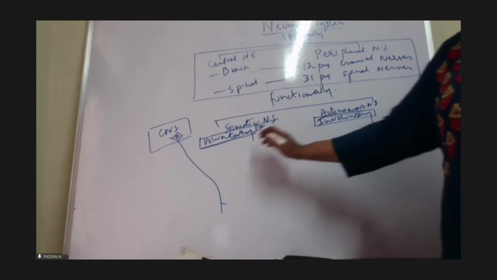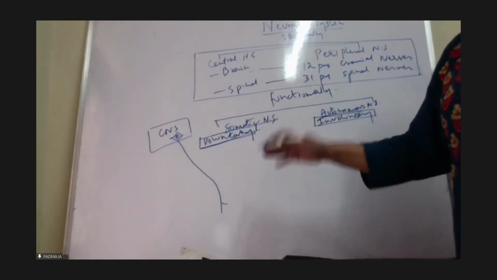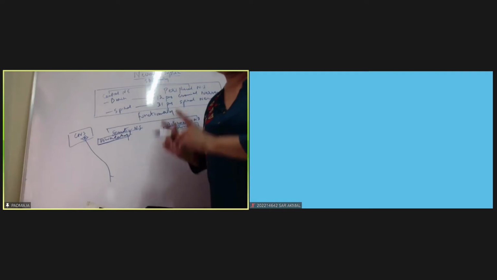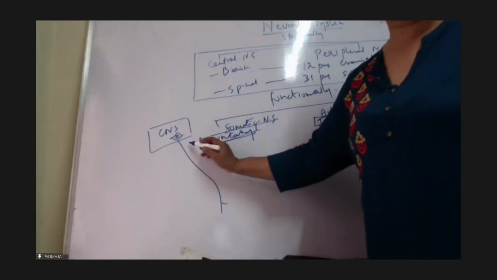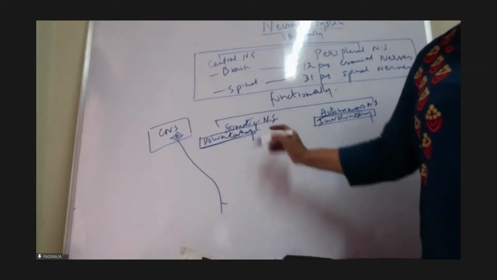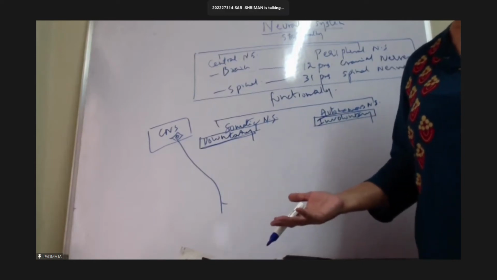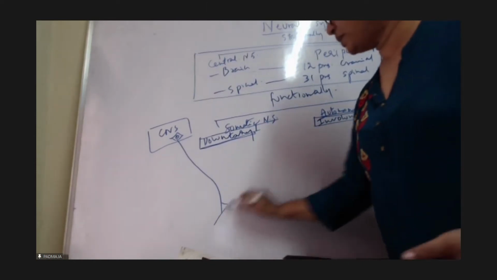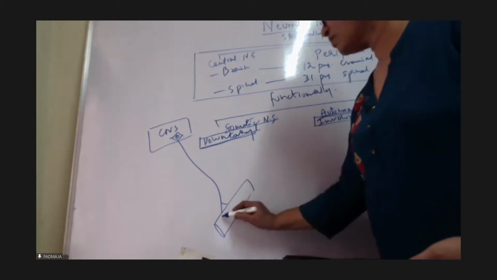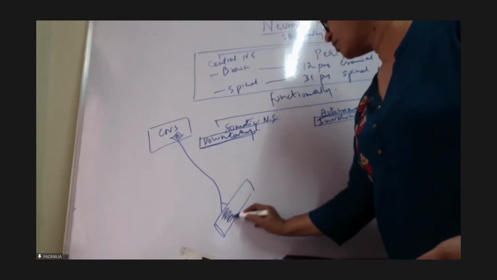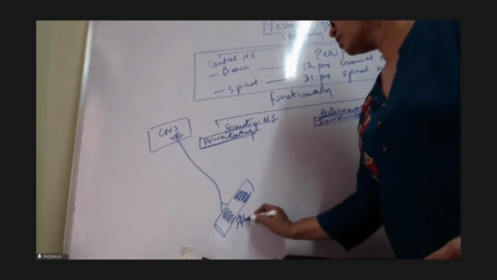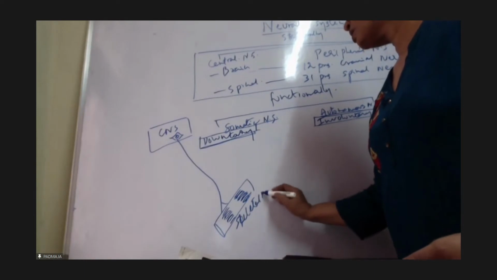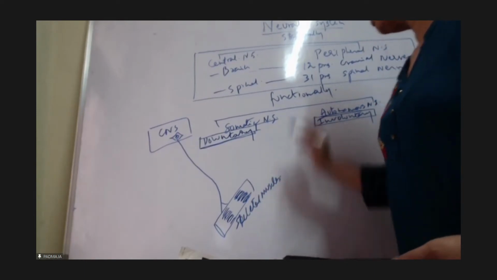Somatic nervous system means, I told, voluntary. So without your brain's instruction, you can't do anything. Remember that. So from the brain and the spinal cord, when it starts to bring voluntary control, where should they end? Skeletal muscles. Simple.